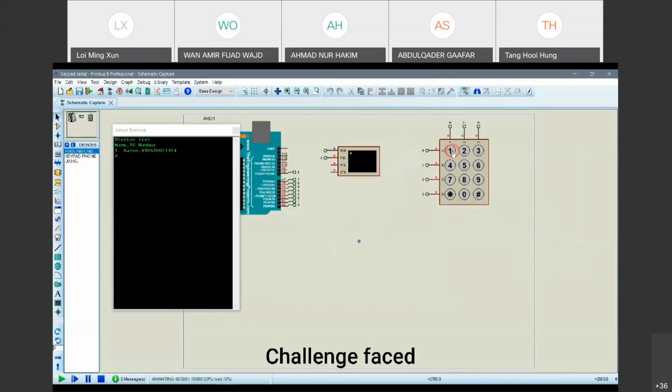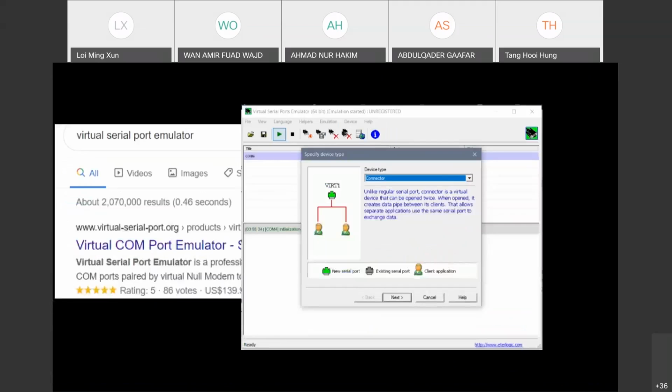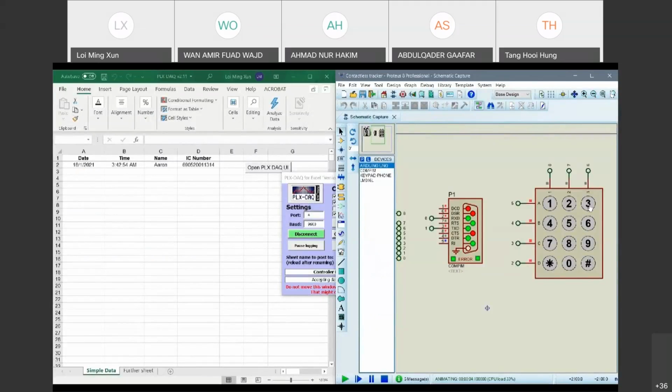We plan to output our data to another platform other than a serial monitor, which is difficult to record. With the tool software shown, we're able to output our data to Microsoft Excel, which is tidy and easier to handle.